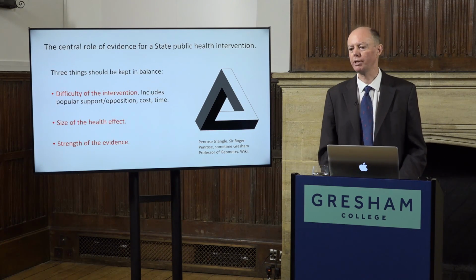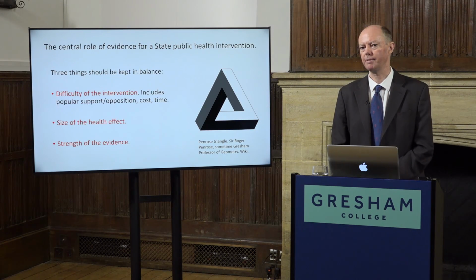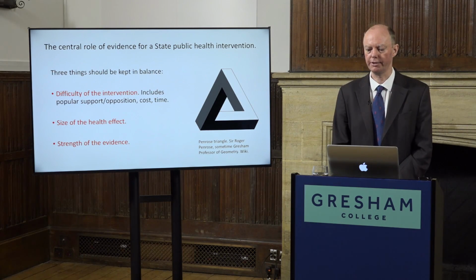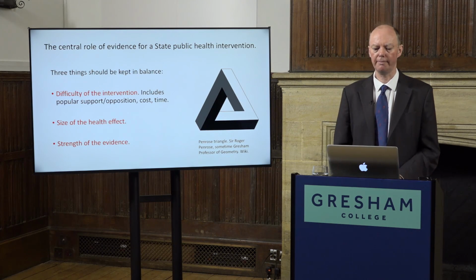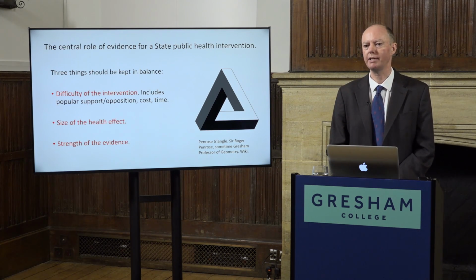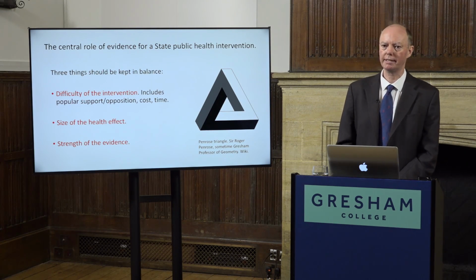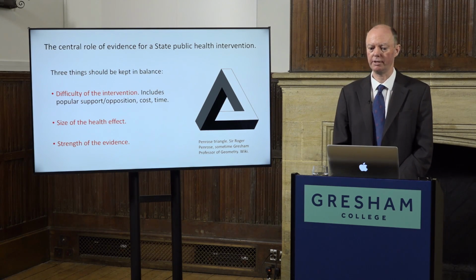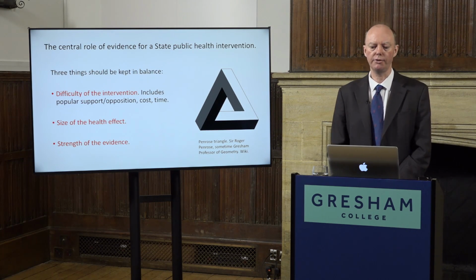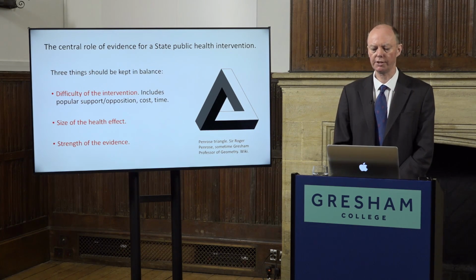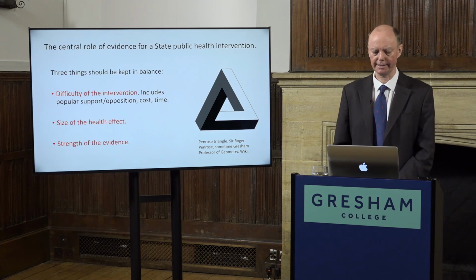But how far people will go does depend on evidence. And the more contested something is, the more absolutely critical the evidence is robust. And 3 things have to be kept broadly in balance. The difficulty of the intervention, which includes how unpopular it is. So banning sweets would be extremely unpopular. You'd have to have an extraordinarily good reason to do that. But you might want to do some other milder interventions. Cost, how long it's going to take, a whole variety of other things.